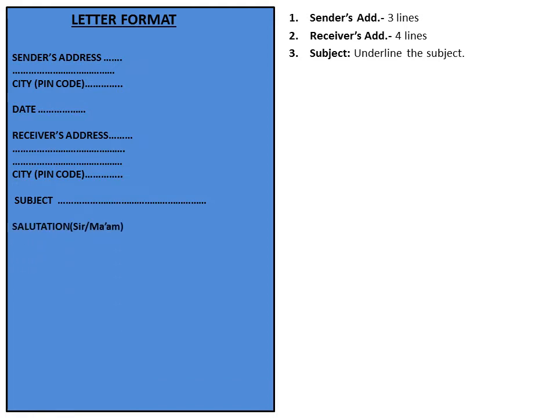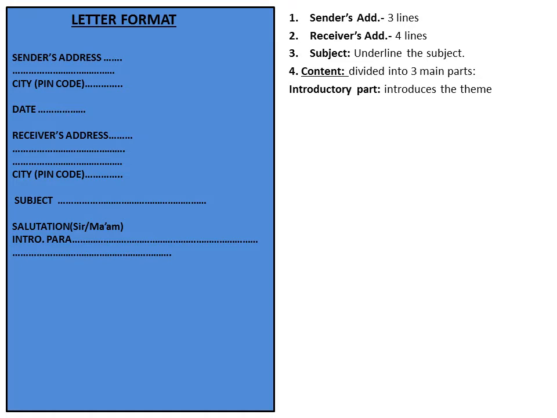Then comes your salutation, whether sir or ma'am, whosoever you are writing this letter to, addressing that person. Then is the content part. Now your content is divided into 3 main parts, which means 3 paragraphs. Usually we divide a letter in this way. The first para is the introductory para. The introductory para introduces the theme or the reason or the point of conflict or the issue of the letter.